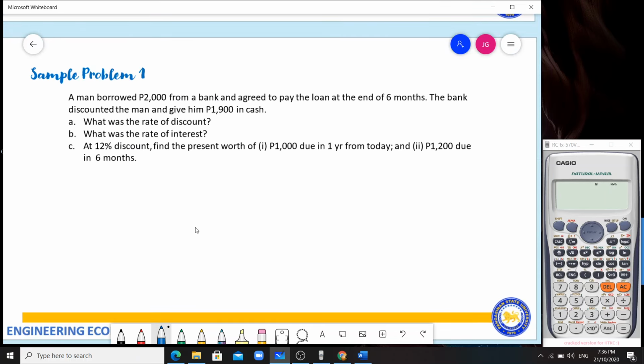A man borrowed 2,000 from a bank and agreed to pay the loan at the end of 6 months. The bank discounted the man and gave him 1,900 in cash. Okay?